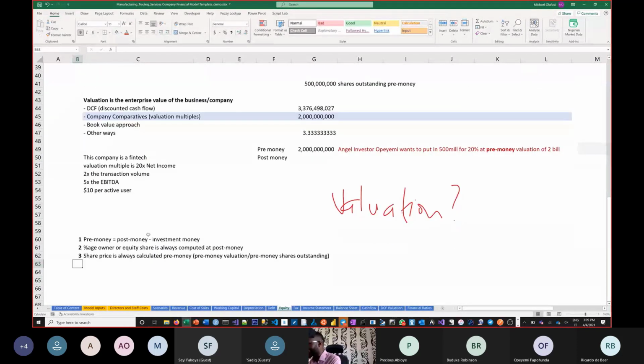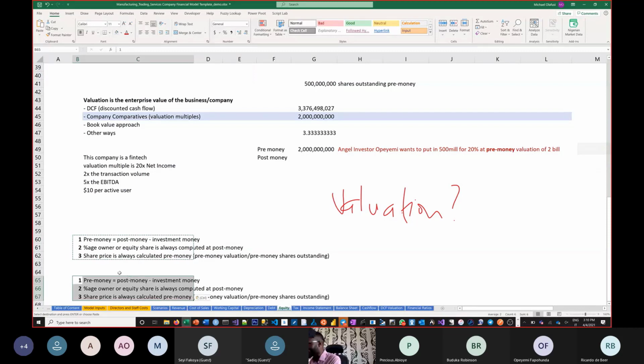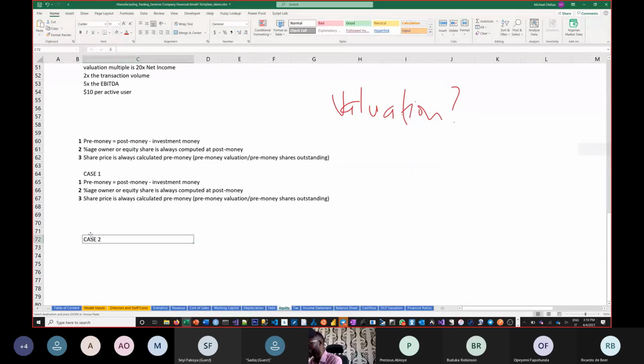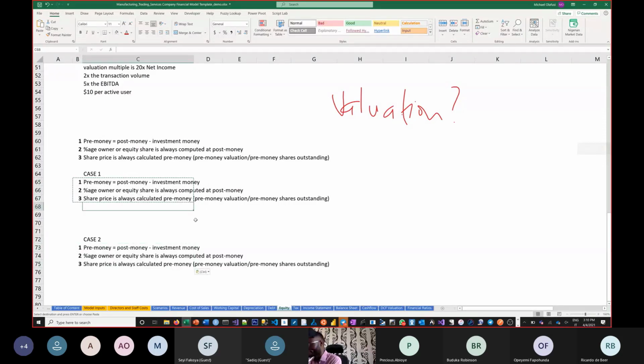So let's see how all of these become really different. Let's start with number 1. So let me take this, paste it here, and say this is case 1. And this is case 2. So we're going to do case 2 also. I hope I'm not running out of time. I'll be faster now. So great.